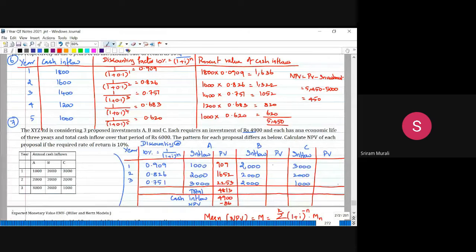For the second case, I multiply this into this. So 4,900, this is positive, accept. So of the three, whichever is maximum, we will propose that investment. For example, this one, multiply. If I multiply, what is the answer?